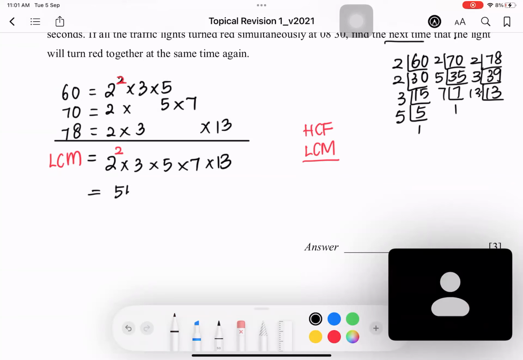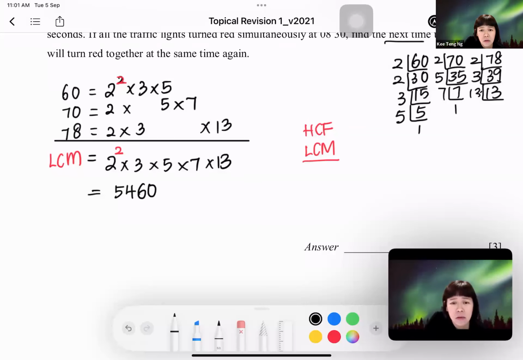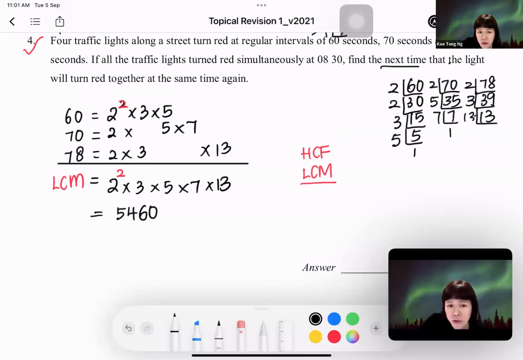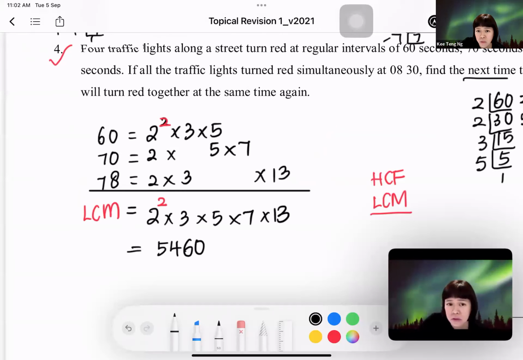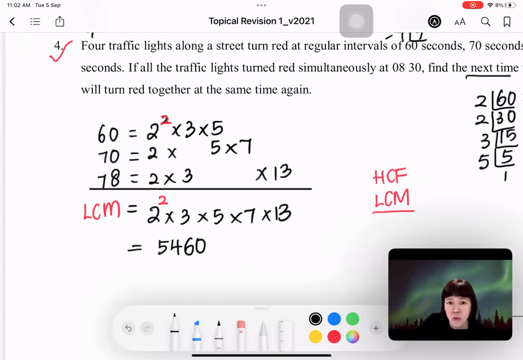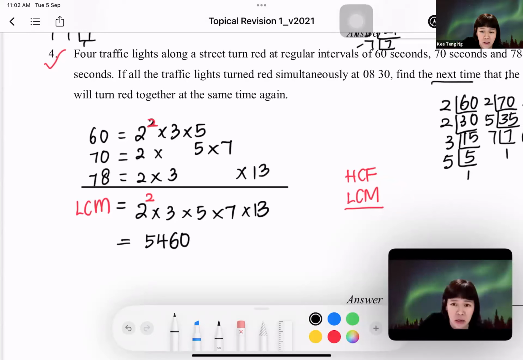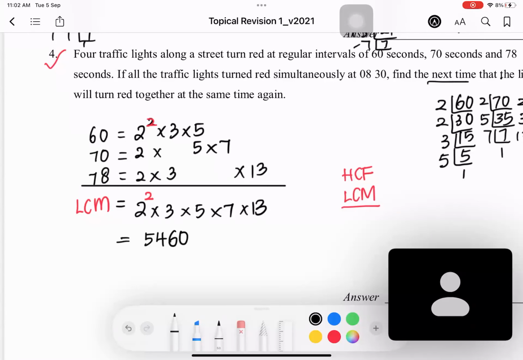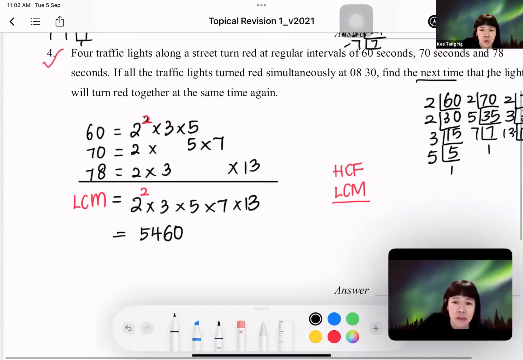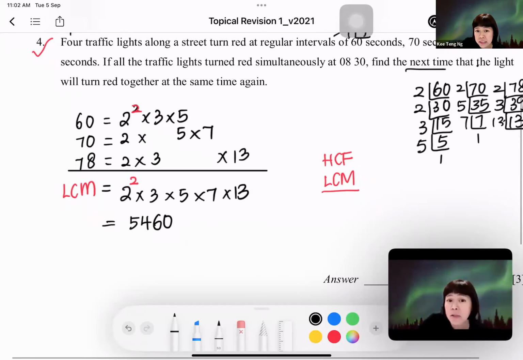But why LCM? What will be the highest common factor, Alvina? The highest common factor is 2, right? Do you think the traffic lights will turn on at the same time again 2 seconds later? No, right? So we cannot use the highest common factor. So we need to find the lowest common multiple in this case.